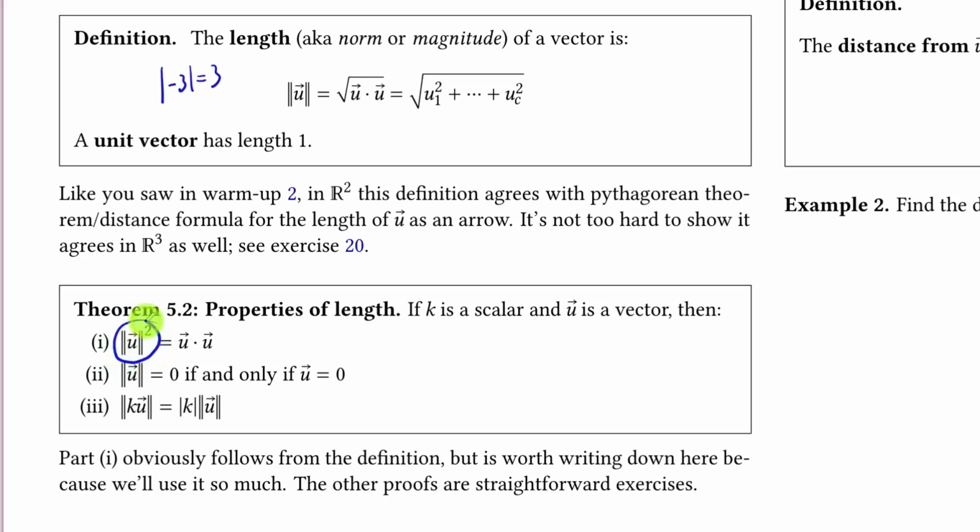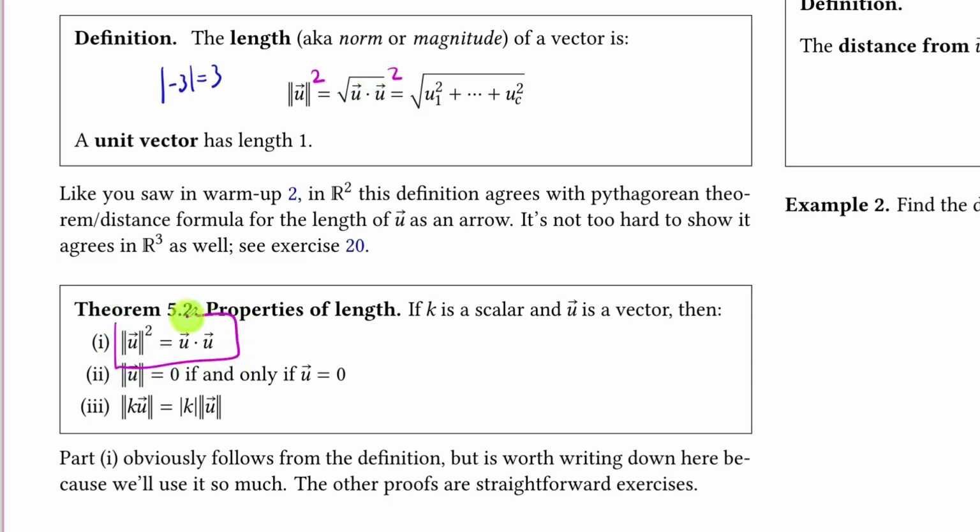First of all, if you square the length of u, that just cancels out with the square root, so you get u dot u. We're actually going to use this one a fair amount. This might be different from the way you learned about the magnitude of vectors in physics or calculus, so definitely pay attention to this one.